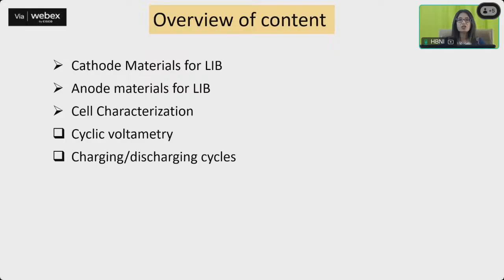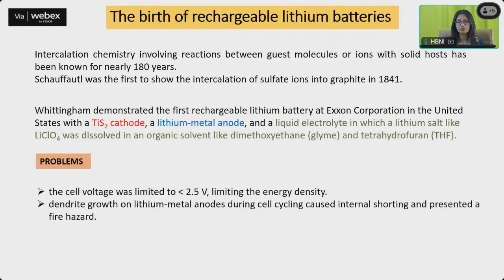So for this lecture, what we will be covering is cathode materials for LIBs. Then we'll talk a little bit about anode materials for LIBs. Then how do you characterize a cell, in which we will be covering, particularly for this lecture, cyclic voltammetry as well as charging discharging cycles. So this is what we will be covering in the next 90 minutes or so.